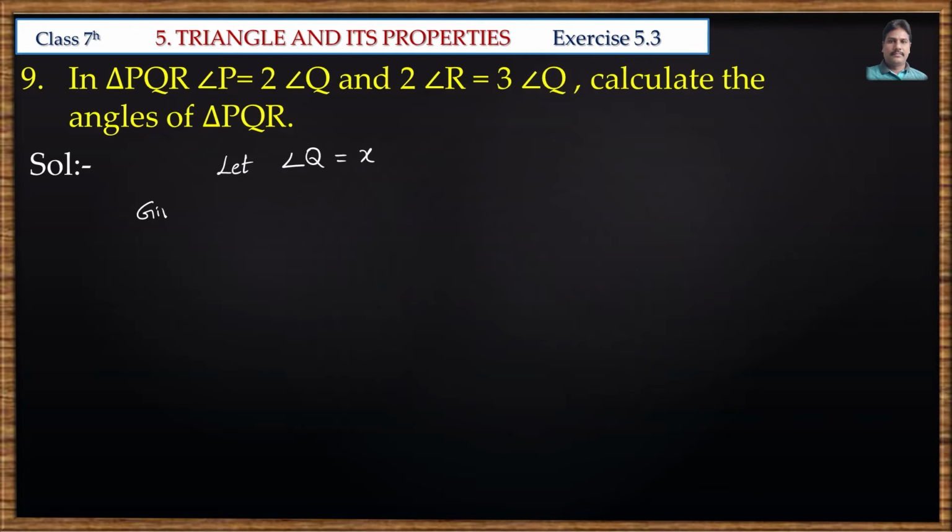Given that angle P is equal to 2 times angle Q. So therefore angle P is equal to 2 times angle Q, means angle Q x అనుకున్నాం కాబట్టి 2x అవుతుంది.